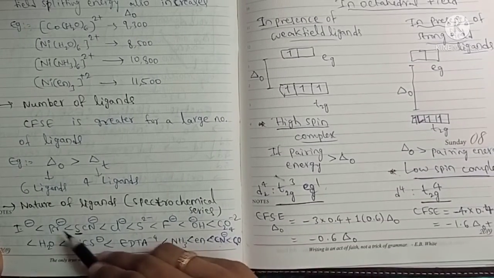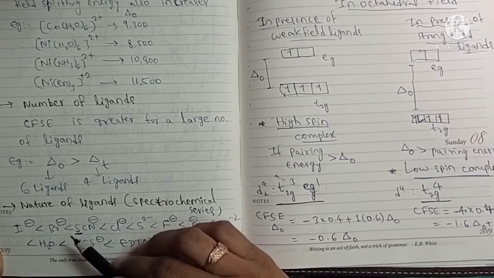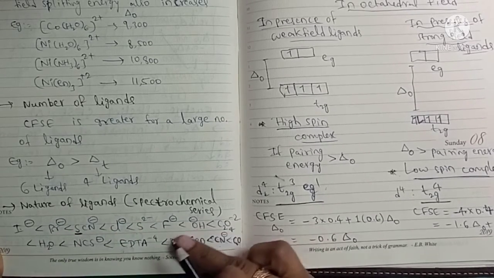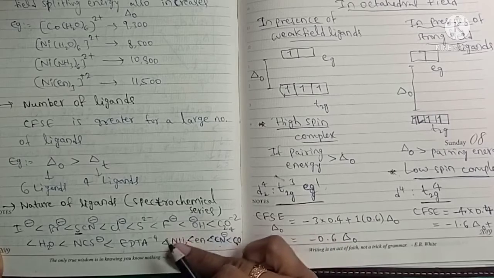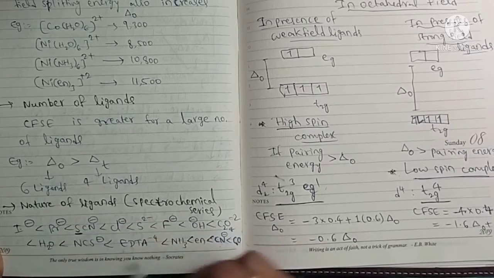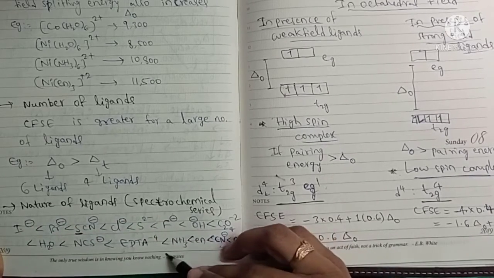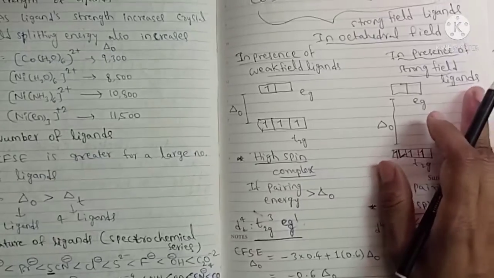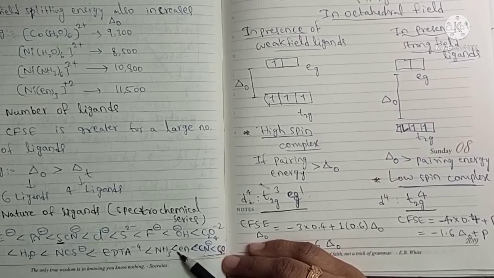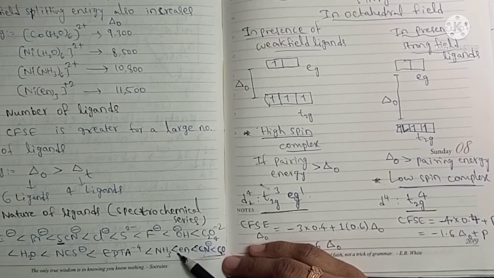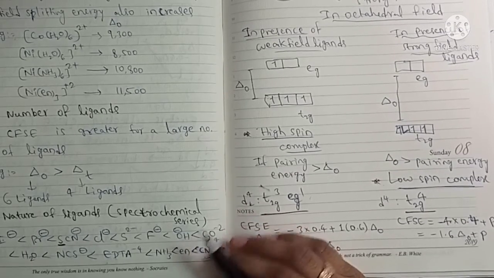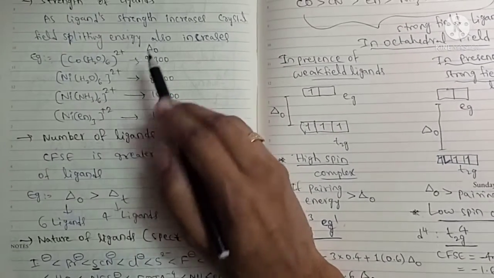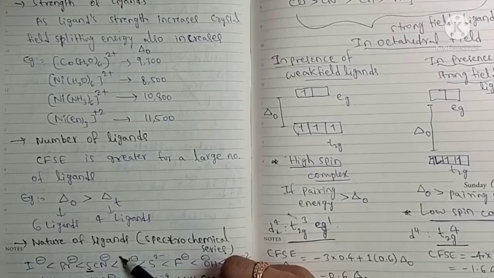Here they are arranged from weak field ligand to strong field ligand, meaning these ligands will have more strength than these ligands. These are called strong field ligands and these are called weak field ligands. So in the presence of strong field ligands, the energy gap between t2g and eg will be very high when compared to weak ligands. So this delta value also depends on the strength of ligands.